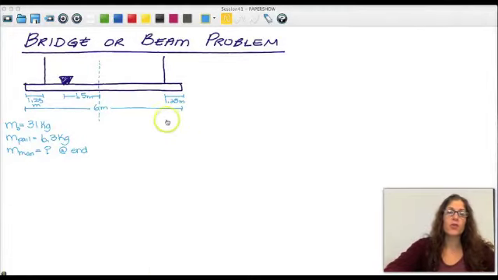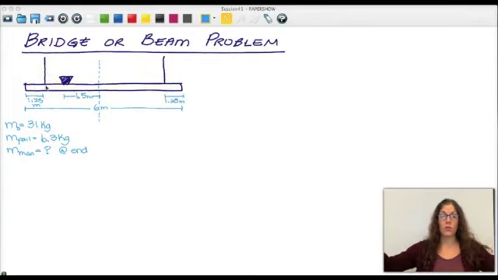Here's an example of a bridge or a beam problem. Bridge and beam problems have supports somewhere along that platform, either above or below the platform itself. In this problem, number 4 on the guided practice sheet, there is a bucket or a pail on this scaffold, and the scaffold is supported by 2 ropes.